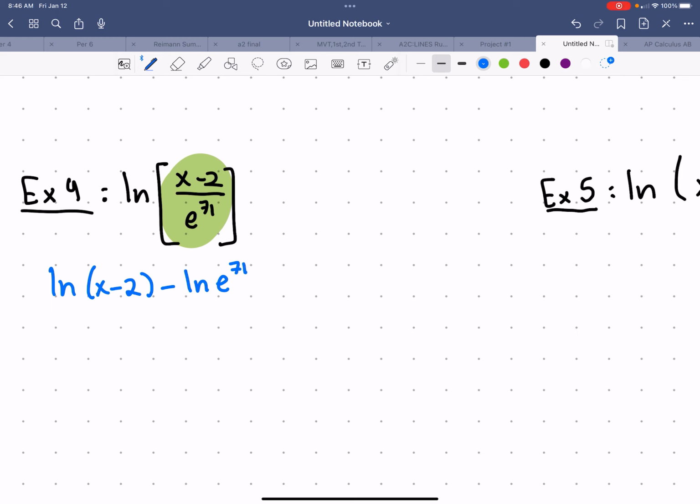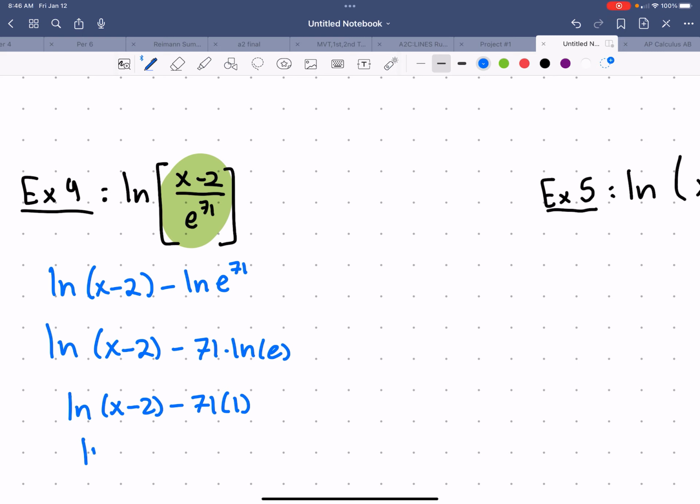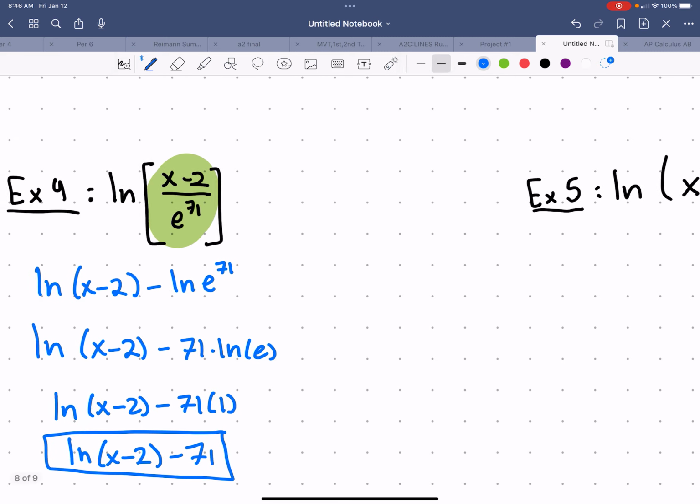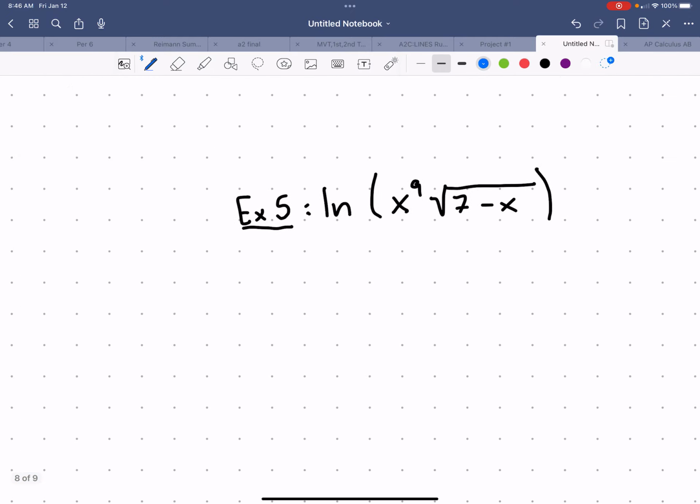Now remember, we don't like our exponents, so we're going to rewrite this using the power rule. And you have ln of x minus 2 minus 71 times ln of e. And remember, ln of e is 1. So you're going to rewrite this as ln of x minus 2 minus 71 times 1. And 71 times 1 is just 71. So we're going to rewrite this as ln of x minus 2 minus 71. And that's that answer. It should be really easy, but we're going to keep doing some more examples.